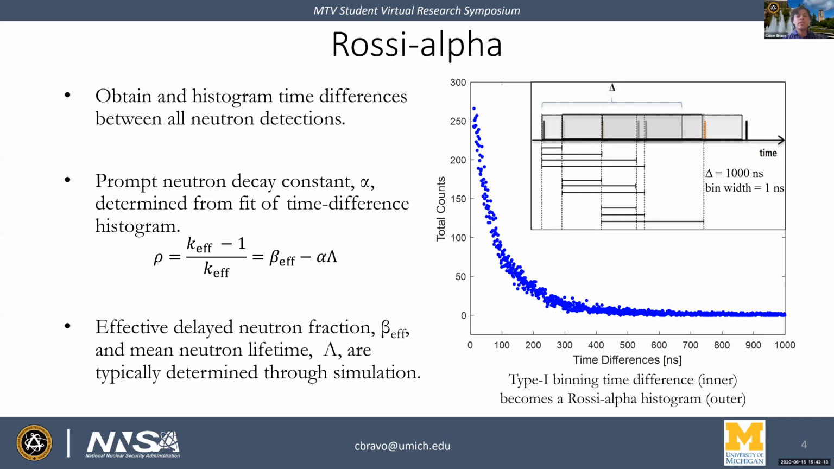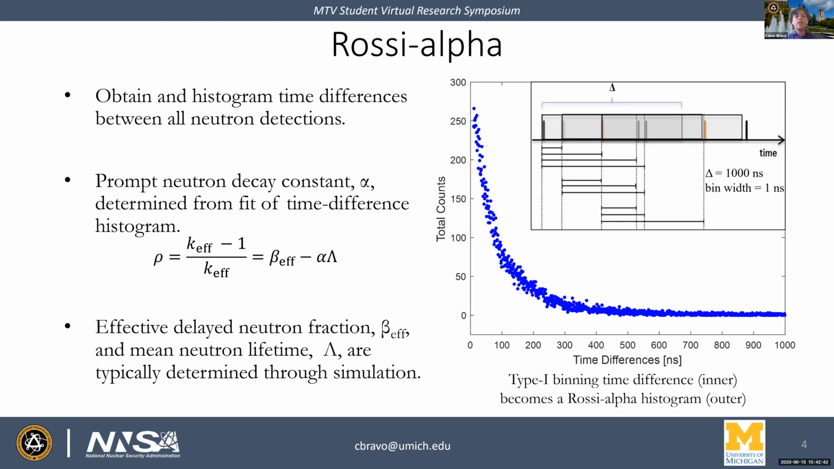In particular, we use a type 1 sliding time difference, which takes a window and takes the first neutron in that window and takes the difference between it and every other neutron in that window, and then shifts it all along until we have time differences between all neutron detections. Using a bin width of 1 nanosecond, we obtain a histogram of time differences between all neutron detections. This is the Rossi alpha histogram, as shown here in the larger plot.